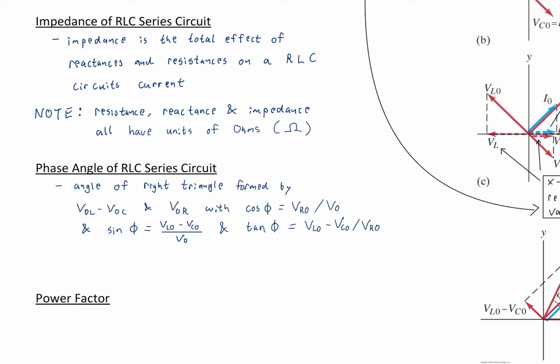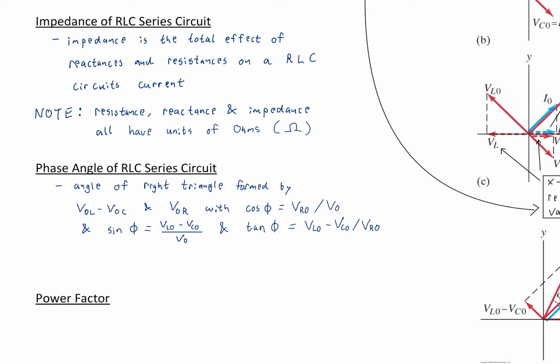It is the angle of a right triangle formed by the difference between the voltage across the inductor and the capacitor, and the other side of the triangle is the voltage across the resistor. All right, so we've got 2 legs of the right triangle. One is the difference between those 2 voltages, and one is just the voltage across the resistor. Okay, and you'll see naturally why we group them together.